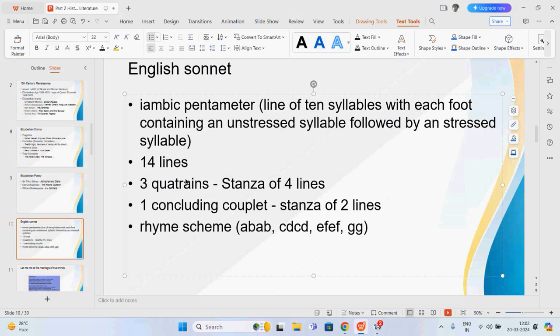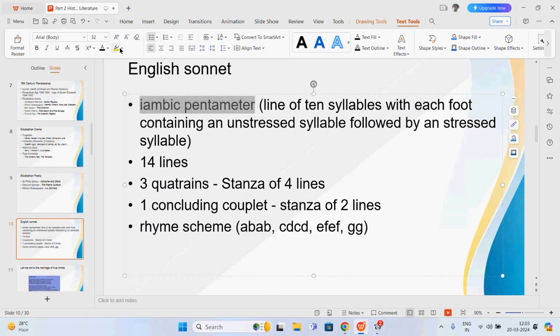So an English sonnet or a Shakespearean sonnet is a poem written in 14 lines. It is divided into 4 parts. The first 3 parts are quatrains of 4 lines each, and the last part is a couplet of 2 lines. The rhyme scheme of an English sonnet or a Shakespearean sonnet is AB, AB, CD, CD, EF, EF, GG. To understand rhyme scheme, I'll take you to the next slide. But before we go to the next slide, let us look at the first bullet point here.